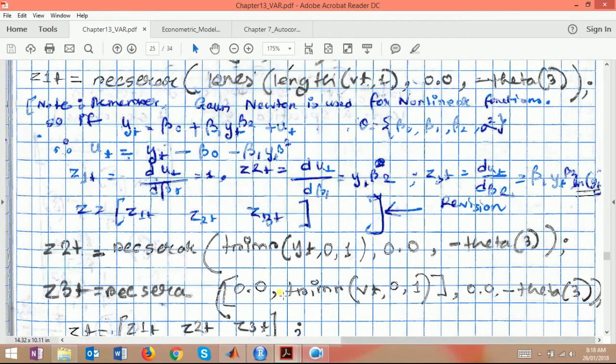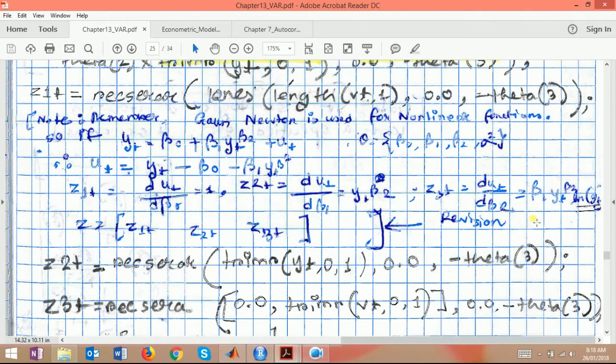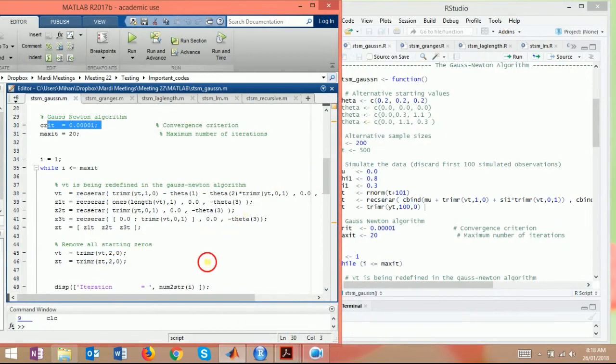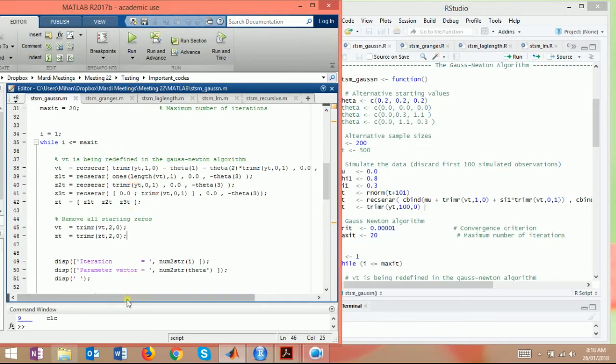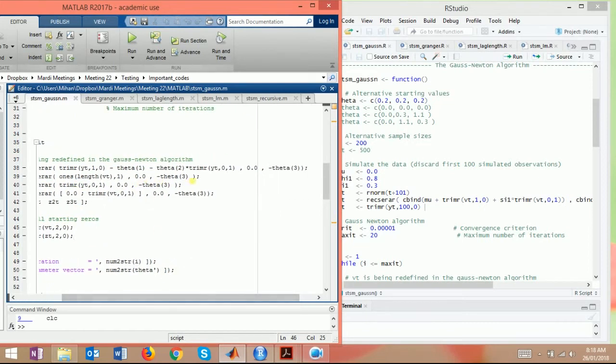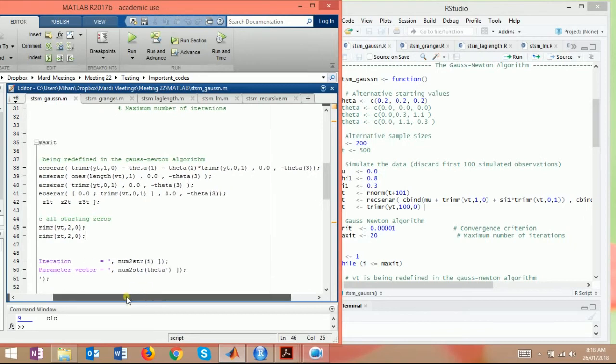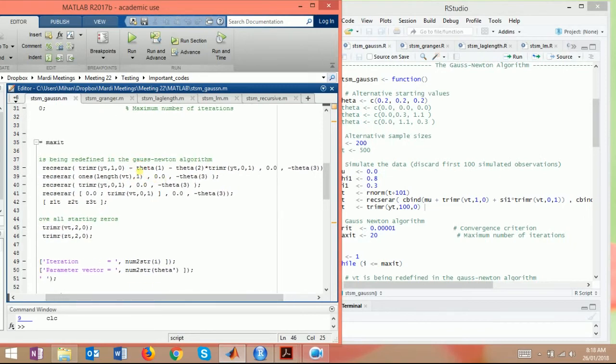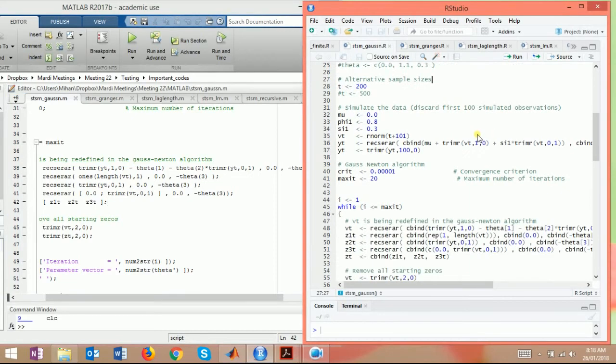And the 0 0 means we'll start with zeros, and then the next is vt 0 1, z1t, z2t, because of beta 1 yt^beta 2 log yt. Because this is the element thing, let's go back. So you see vt is yt, 1, theta 2, 0. So first the exogenous part, and we are denoting our moving average parameters as theta 1 and theta 2. So phi is theta 3.